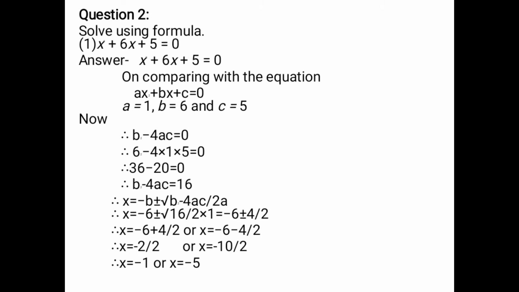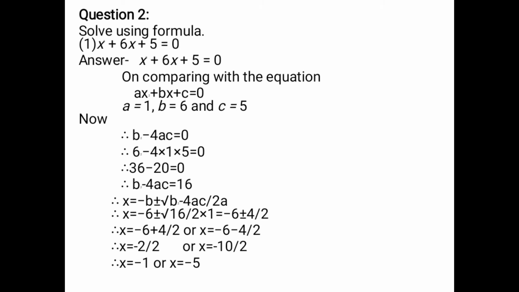Example number one, x square plus 6x plus 5 is equal to 0. Answer: x square plus 6x plus 5 is equal to 0. On comparing with the equation ax square plus bx plus c is equal to 0, a is equal to 1, b is equal to 6 and c is equal to 5. Now b square minus 4ac: substituting the values of a, b, c, 6 square minus 4 into 1 into 5. Therefore 6 square is 36 minus 20. Then b square minus 4ac is equal to 16.